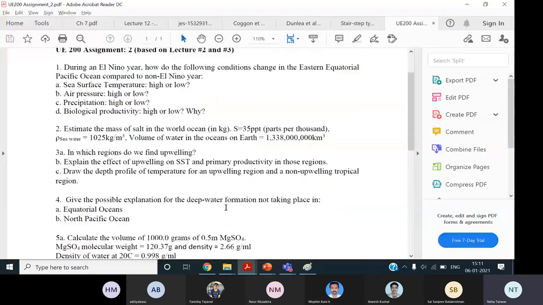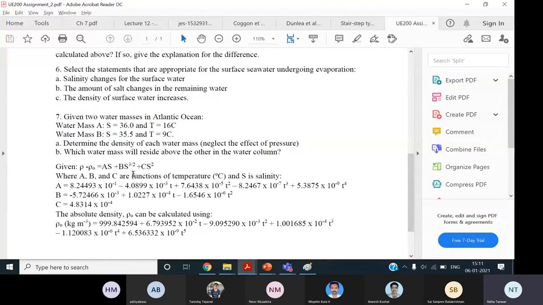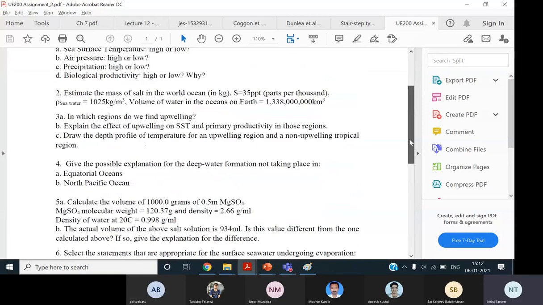Okay. Any other doubts from the assignment? Now, this capital T, as it says, is a function of temperature in degrees Celsius. And how are you guys going to solve this equation? Either use Excel or MATLAB. The idea here is not for you to remember this equation, just to get the feel of it: how does the density change with salinity and temperature? Any other doubts from this assignment?